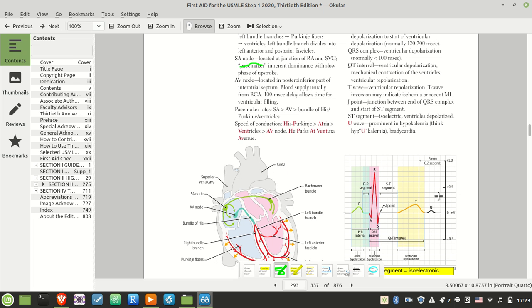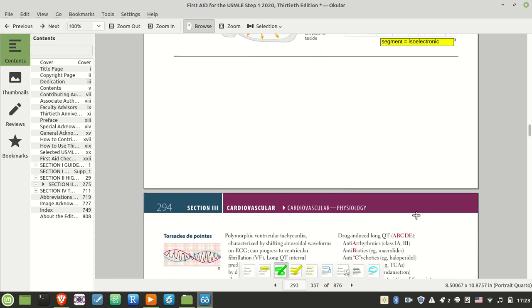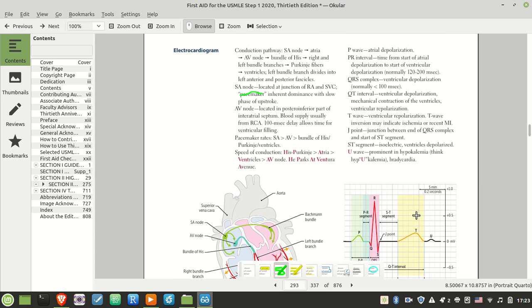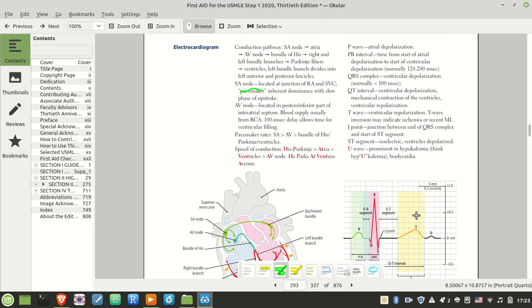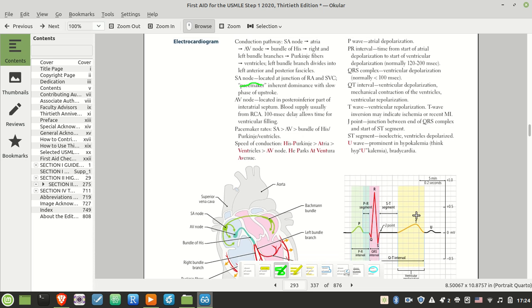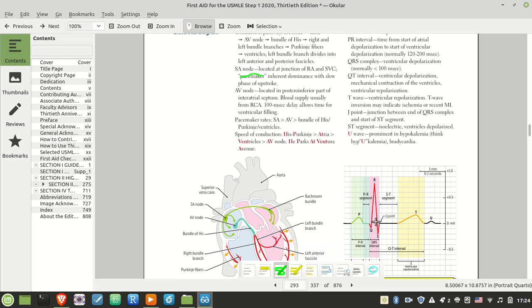Hypokalemia: U wave. This is really a bummer of a slide, to be honest, just because there's a lot more in-depth stuff that we can get into. However, I don't think that it's Step 1 material. So, yeah. All right.